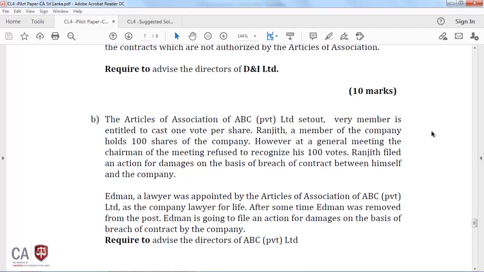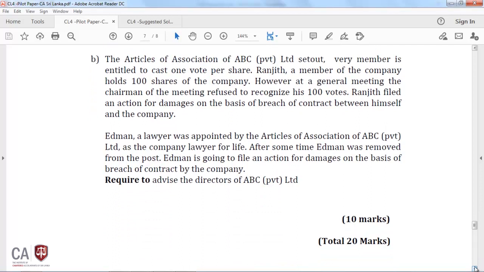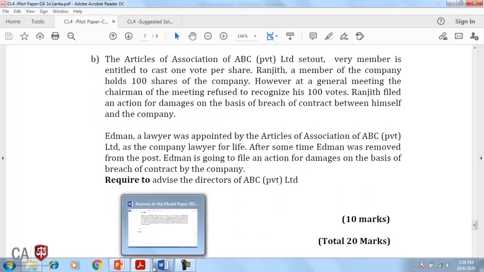Edmund is going to file an action for damages on the basis of breach of contract by the company. Require advice the directors of ABC Private Limited in both these circumstances. In both those circumstances, you see, this carries entirely 10 marks. So, you need to appropriately answer this, and I have done so.